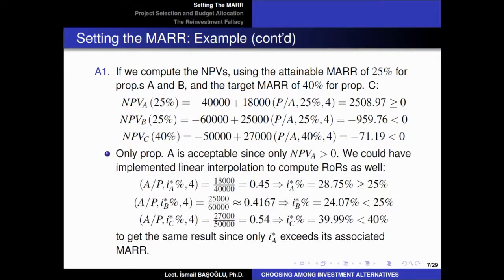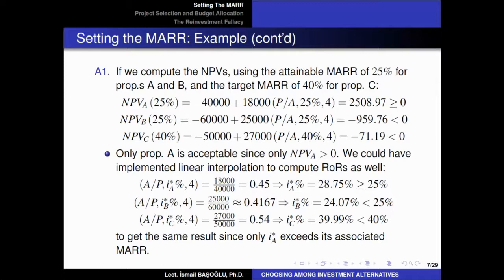Now, if we just check the net present values, we can say proposal A is acceptable because of a significant positive net present value. And if we check the net present value of B and of C, they are negative and we can simply ignore them if we just check the net present values. However, we can also determine the rate of return values for these projects.